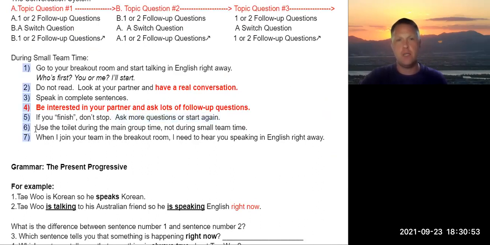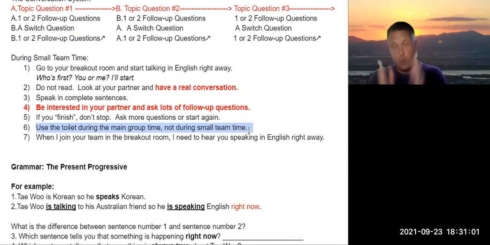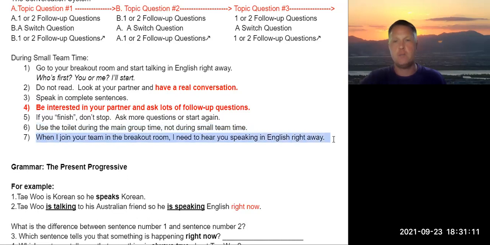If you have to use the toilet, don't wait until I put you into small teams, because usually one person will need you. And if it's only one person and you're using the bathroom, they'll have no one to work with. So go during the main group time. And when I join you in the breakout room that you're in, I need to hear you speaking in English right away. I have lots of other teams I need to go to when we do this, so I can't waste time waiting for you to start. All right?